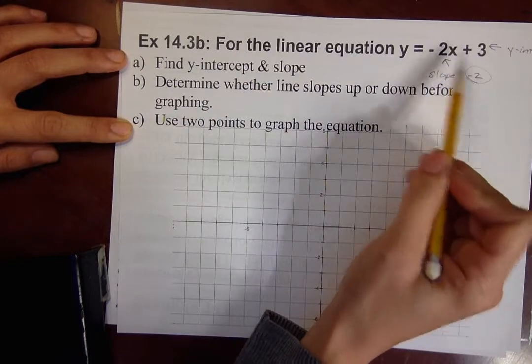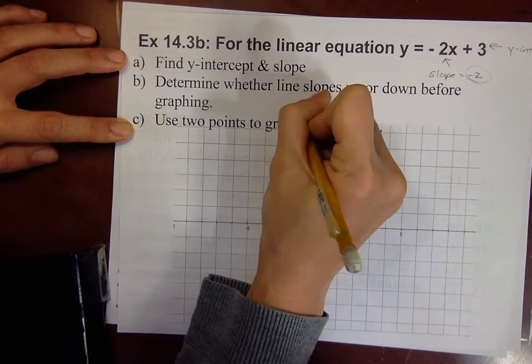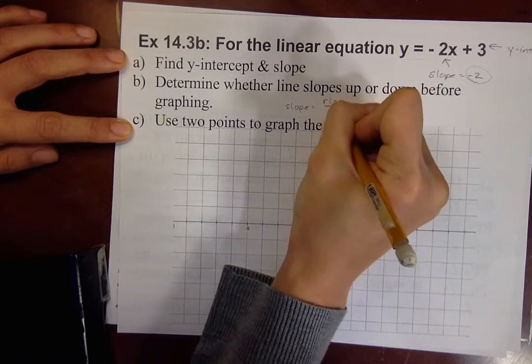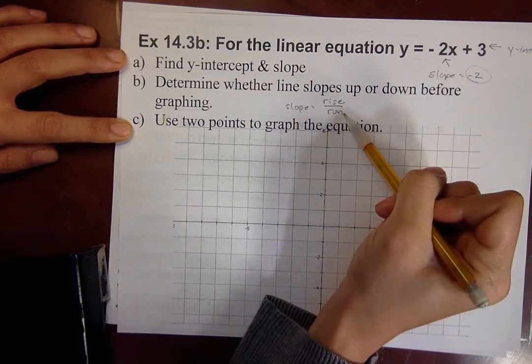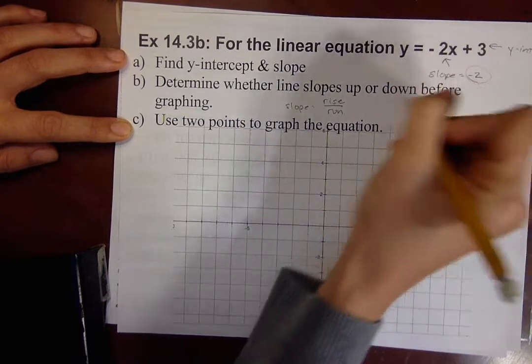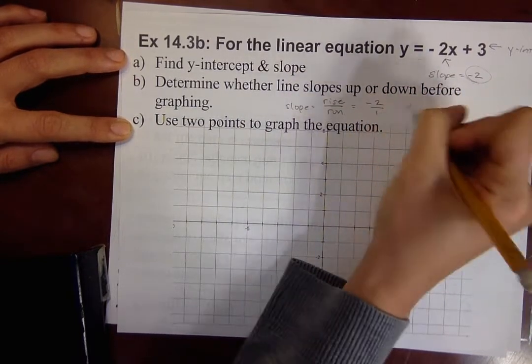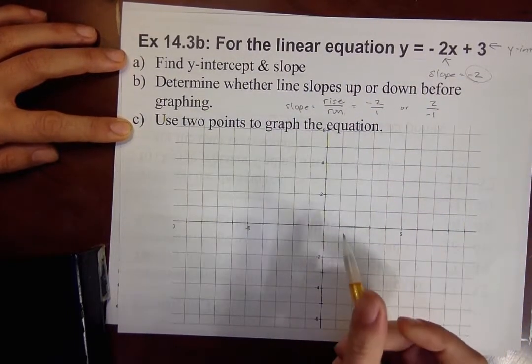So I know that this has a slope of -2. So that is a slope, which is rise over run. So this tells me how much I go up divided by how much I go to the left or to the right. So I can write this slope of -2 as -2 over 1 or 2 over -1. So here's what that looks like.